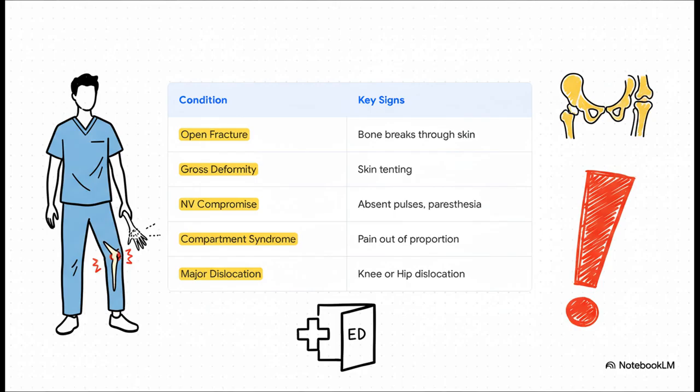And of course, the big one, compartment syndrome. The classic board question is going to be pain out of proportion. If you see that phrase, your brain should be screaming compartment syndrome. It is an absolute limb-threatening emergency.